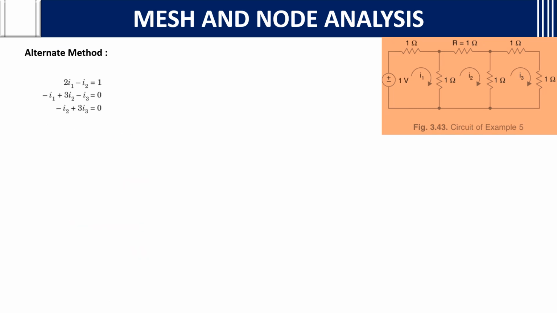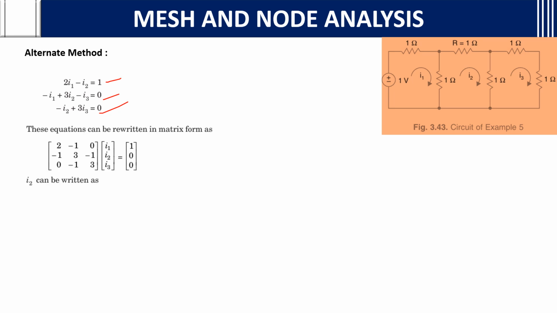Then, the alternate method. We have seen Cramer's rule in the previous slide. Now I'll show how to do it using Cramer's rule. These are the 2-3 equations we got already. I've put them once again here. With these equations, what can we do? We can write them in matrix form.